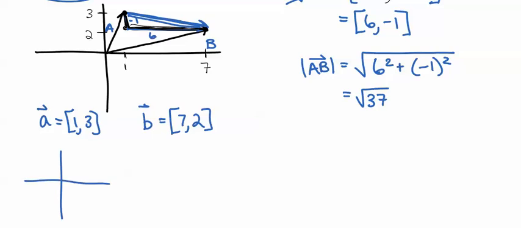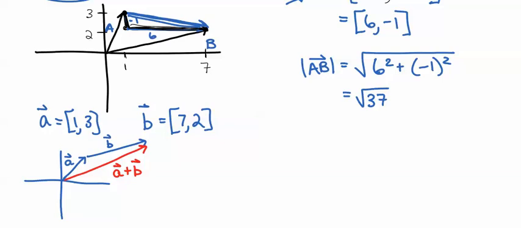Like if we were adding 1, 3, so we're going over 1, up 3, and then we're going over 7, up 2. So then we're taking vector A, vector B, putting them tip to tail, head to tail, and then we're drawing our new resultant vector, which is vector A plus vector B. So that's going to be something totally different. It's going in a completely different direction than vector AB, so that's when we add our vectors together.